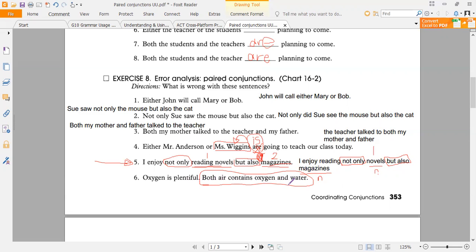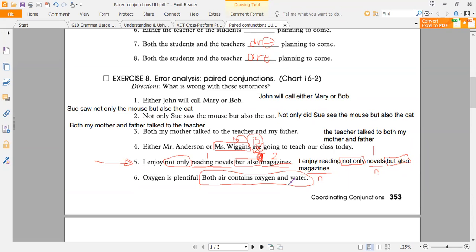Okay, what are the two elements that contain oxygen? And I know that you've taken this in science. Air contains oxygen. We know that the air around us contains oxygen, and also we know that water is composed of oxygen. It's H2O, 2 atoms of hydrogen and 1 atom of oxygen, right?